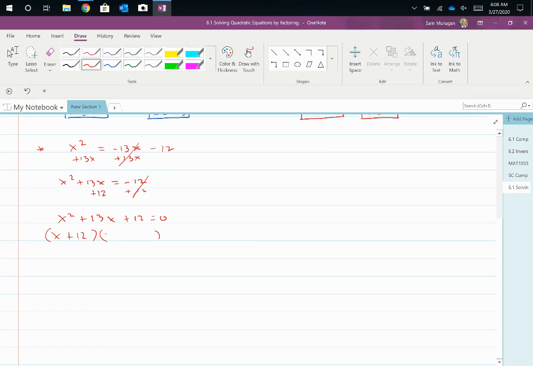x plus 12, x plus 1. So x plus 12 is equal to 0, x is equal to negative 12. And x plus 1 is equal to 0, so x is equal to negative 1.